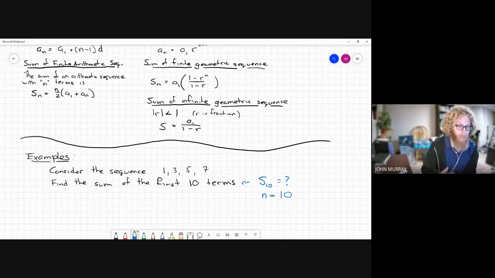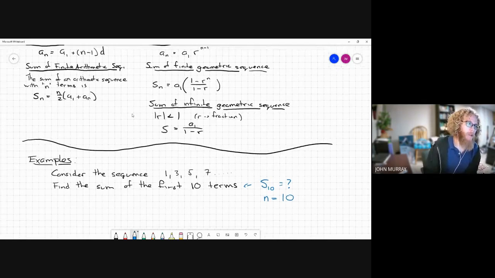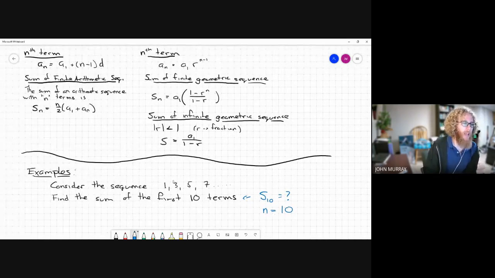Now there's a few things you have to think about. First, is this arithmetic or is this geometric? You say to yourself, do I add or subtract to get to my next terms, or do I multiply and divide? It looks like if I do plus 2, plus 2, plus 2, that might fit, but let's think multiplication. I would have to multiply 1 times 3 to get 3. But if I do 3 times 3, that doesn't get me 9.